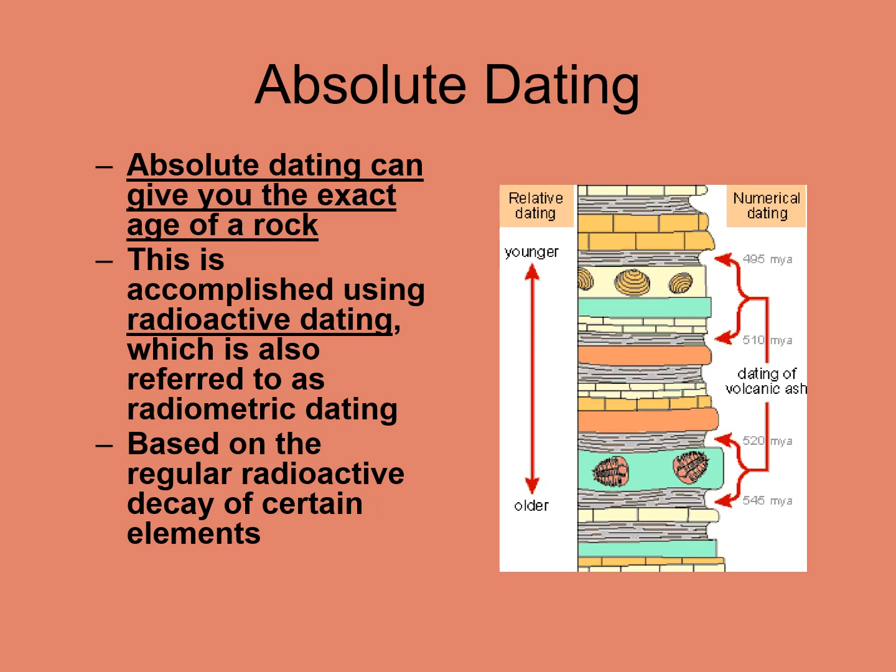So if you look at our chart, relative dating would go from younger to older, but numerical or absolute dating would say it's 545 million years old, 520 million years old. Ooh, that's younger. 510 million years old, 495. So even in relative dating, the younger is still on top of the older.